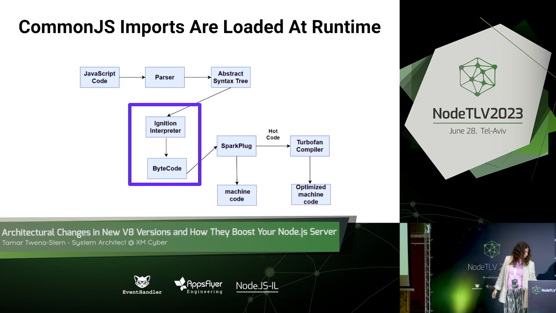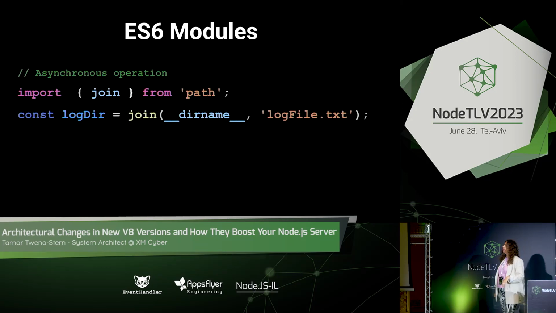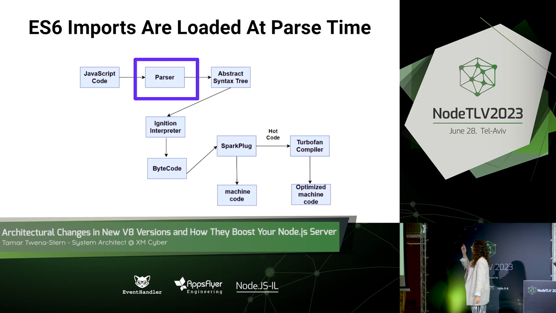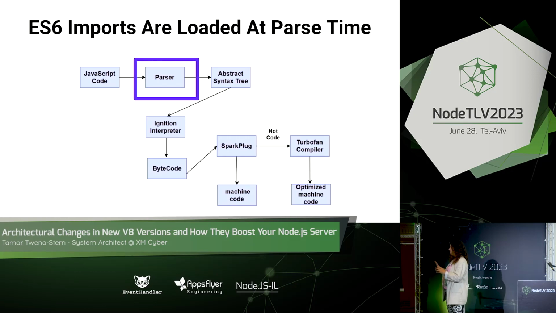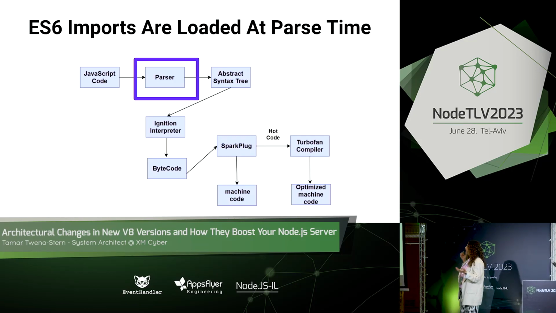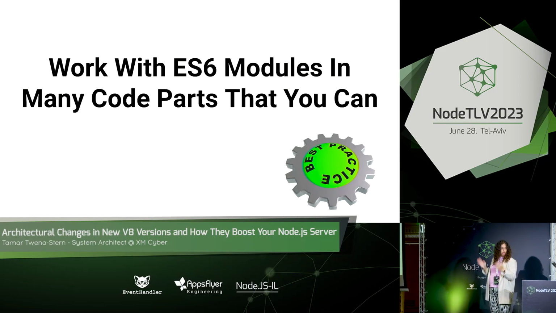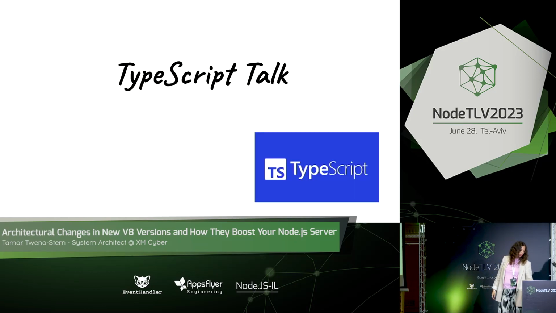I don't need everything. And if I'm working with an ES6 module, first of all, this is an asynchronous operation. And second, it is done in the parsing phase. The parser is doing that. And because the parser is doing that, and there is static analysis here, the parser can understand that I need only the join function and fetch only join and the variables which are related to it, which is important. So work with ES6 modules in as many code parts as you can.